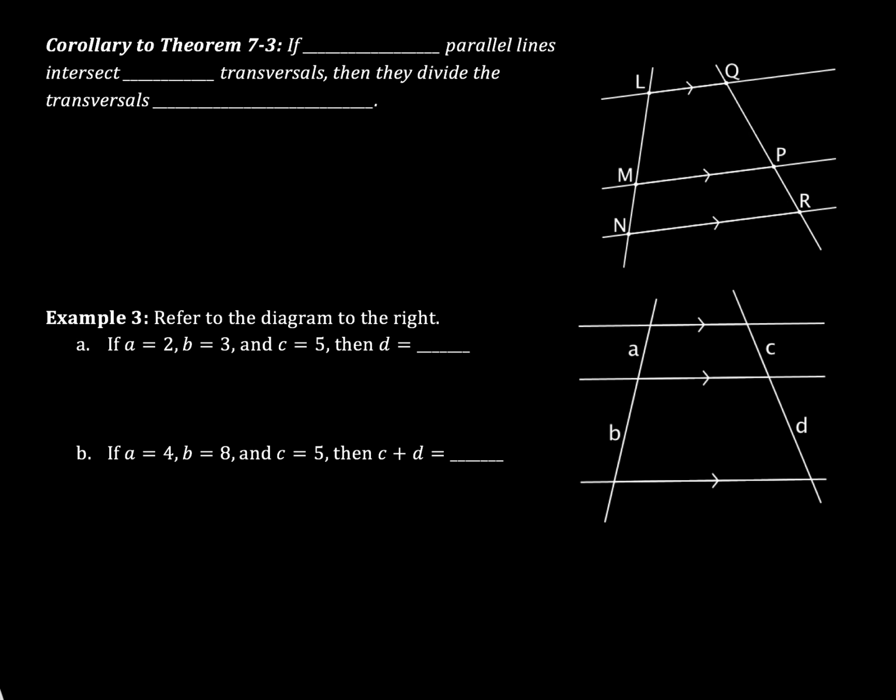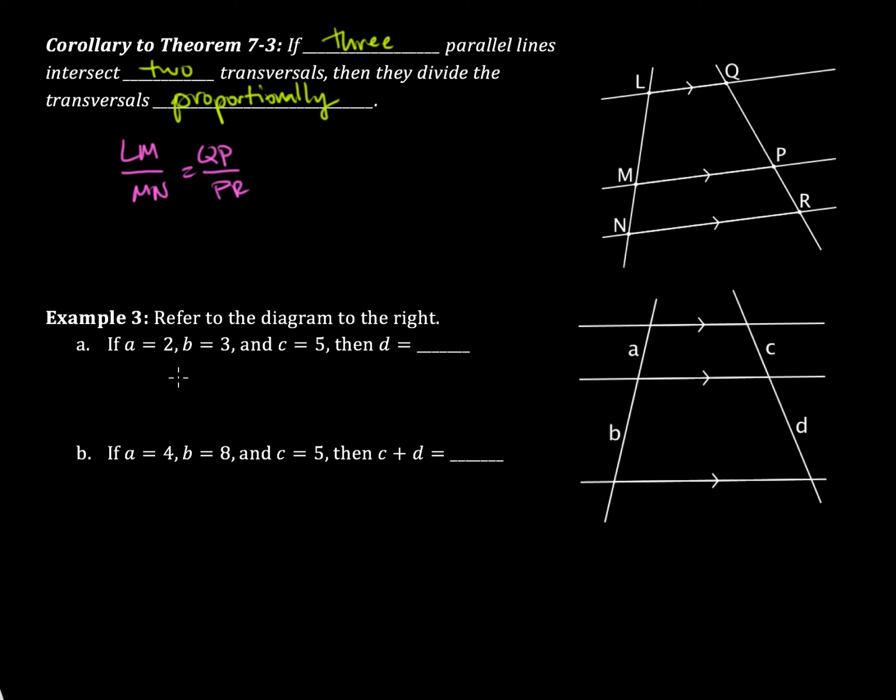Now we have a corollary to that original theorem that we learned at the beginning of this video. It says that if 3 parallel lines intersect 2 transversals, then they divide the transversals proportionally. So in this picture, what does that mean? Well, you can see I have my 3 parallel lines intersecting these 2 transversals. That tells me that LN and QR have been divided proportionally. So LM over MN would equal QP over PR in this picture.